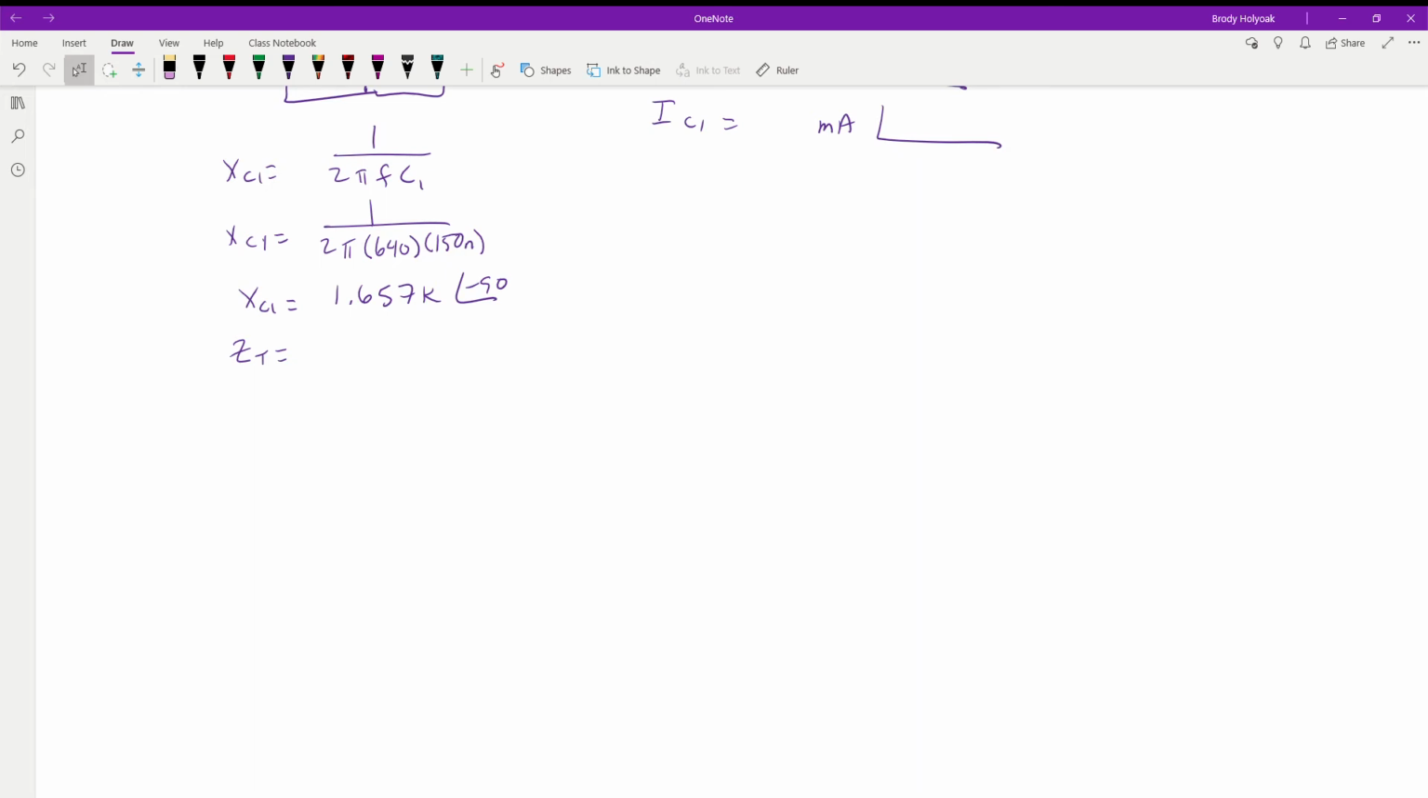We start off with our formula. It's going to be 1 over the reciprocal of our resistance, which is 360 at 0, added to the reciprocal of our reactance, which is 1.657 K at negative 90. Now when we take the reciprocal of these, remember, we have new terms for them.